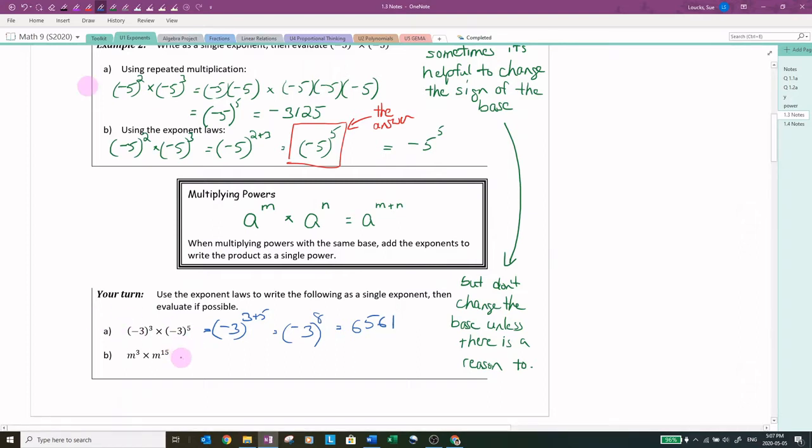And then this one is going to equal m to the 3 plus 15 because the base is the same. I don't care what the base is. If the base is the same, the base is m for both of them, so I can add the exponents together. So this is m to the 18, but I can't evaluate it unless somebody tells me what m equals. Okay? All right, next page.